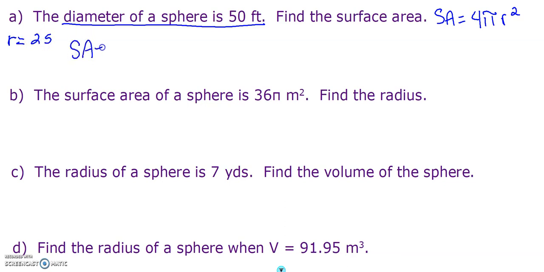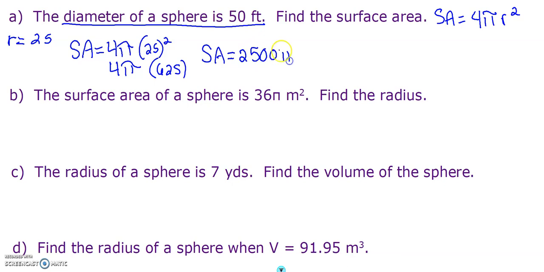So I have surface area equals 4 pi 25 squared. I'm going to work in terms of pi, so I'm going to leave my answer in terms of pi for the moment and see how it goes. So first I'm going to square 25, which gives me 625, and then I can go ahead and multiply it by 4. That's going to give me my answer in terms of pi. So the surface area for this one is going to be 2,500 pi.